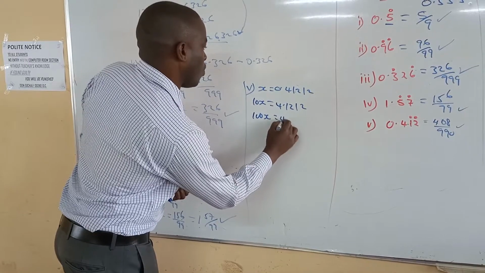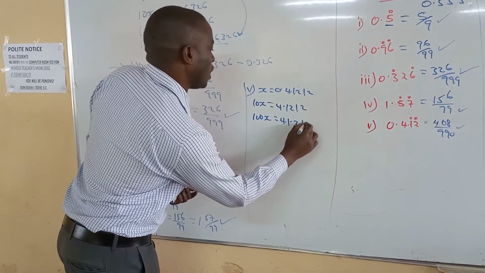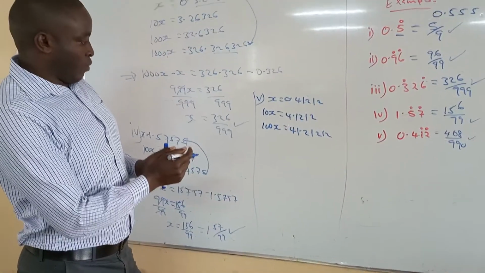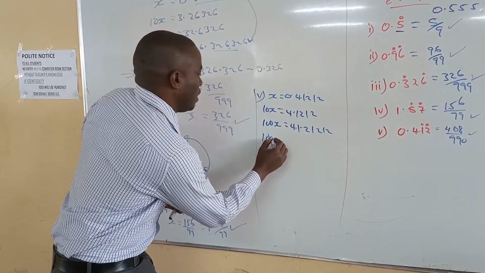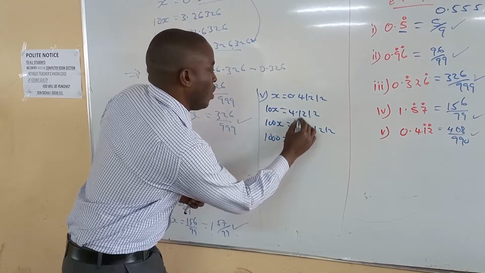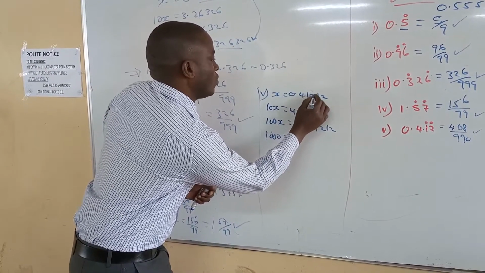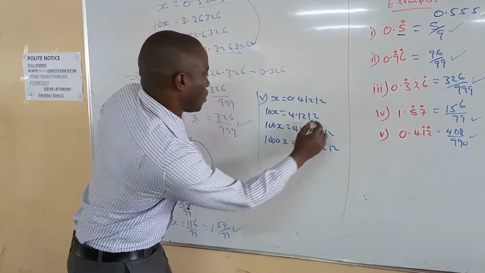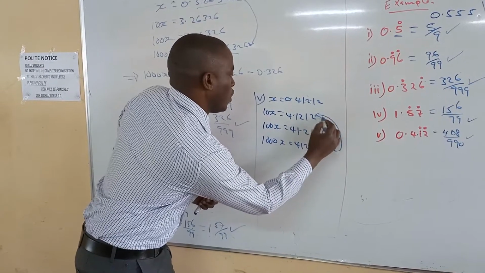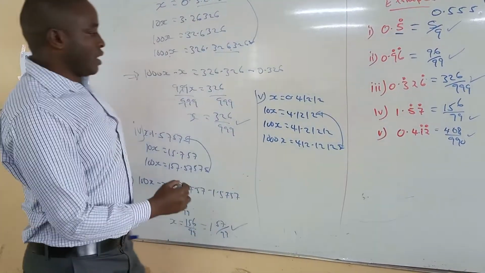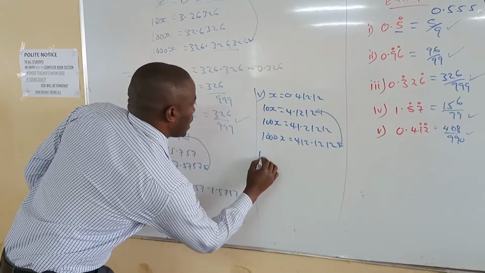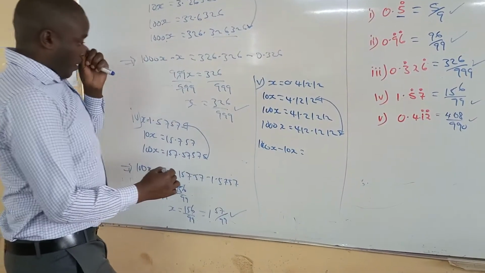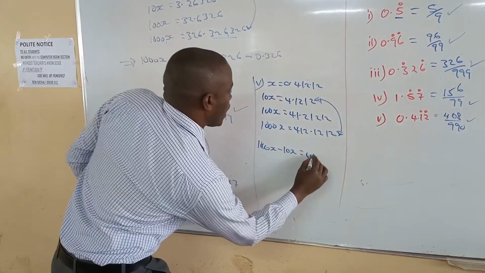We will get it as 41.21212. So still after the decimals, there are no two that are similar. So we continue to 1,000x, which gives you 412.1212. So this 1212, it is this 2, it is this 2. So if those two, you subtract. So it will be 1,000x minus 10x.